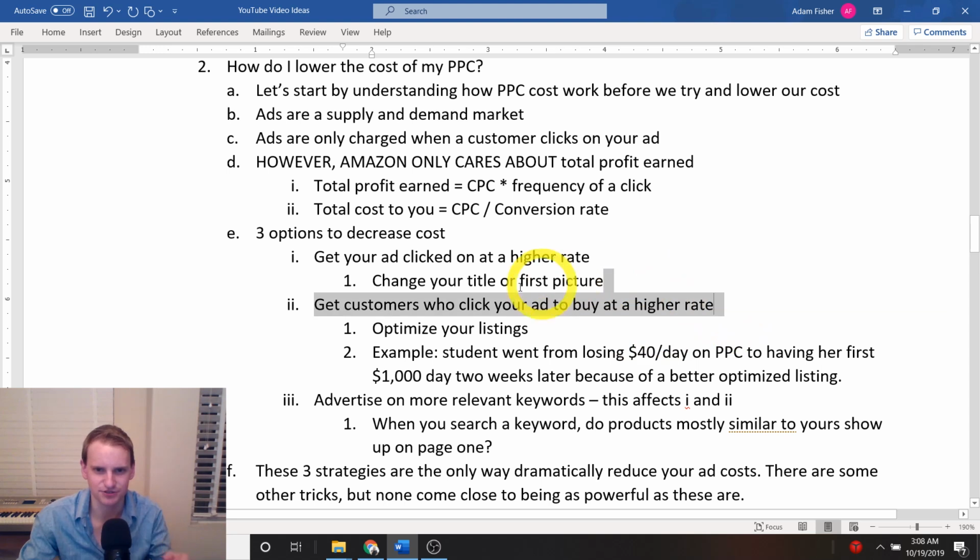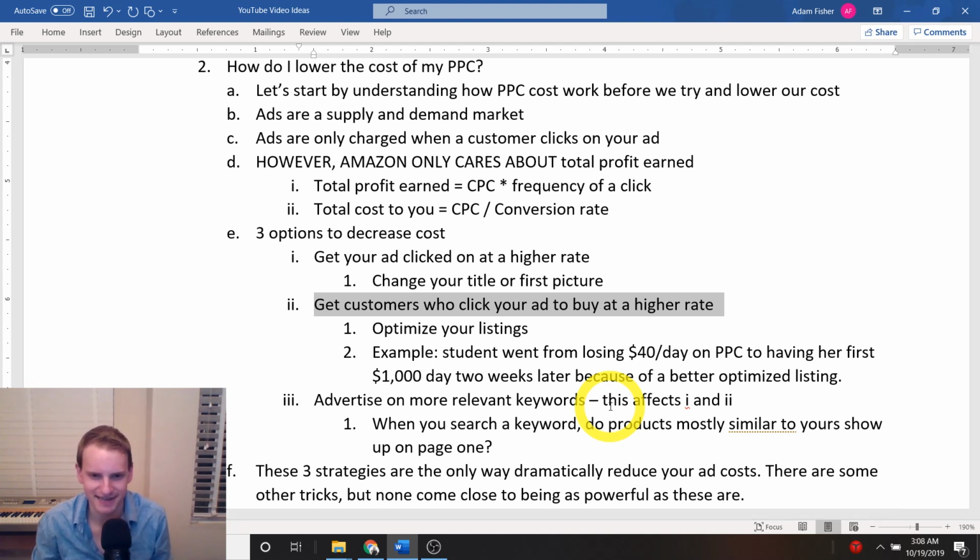Number 2 thing we can do to minimize our costs: get customers who click on your ad to buy your product at a higher rate. This means you have to have your pictures, your bullet points, your title tell a really good story. They should walk the customer from the very first picture, like, I like this product, I'm interested. And second, third, fourth, as we get to the sixth picture, they should fall in love with your product and understand exactly why they want to buy it, and like they're ready to buy.